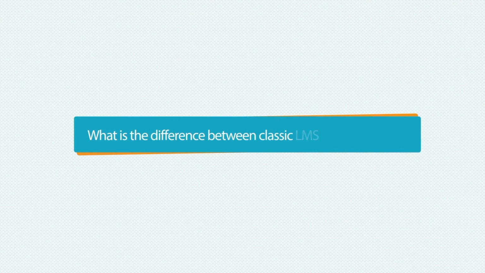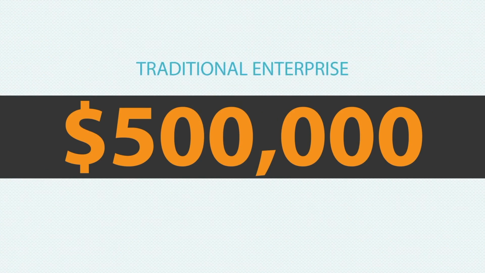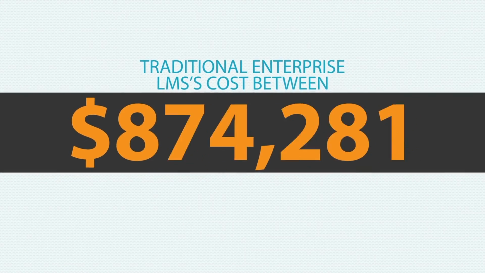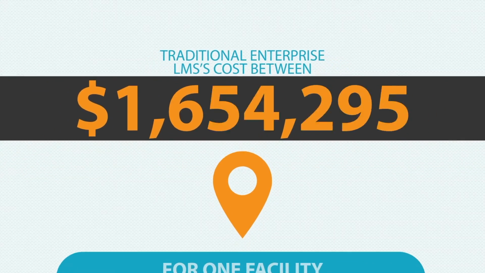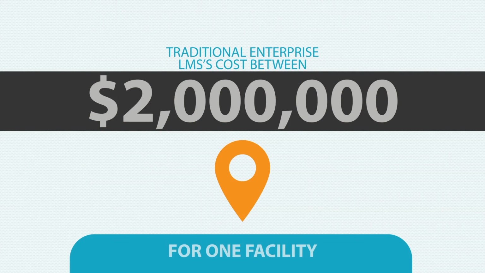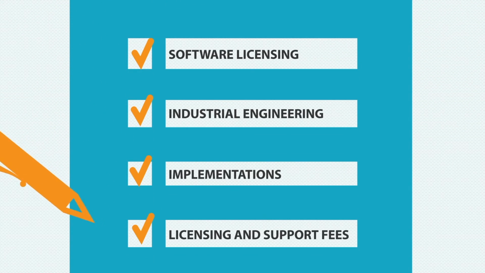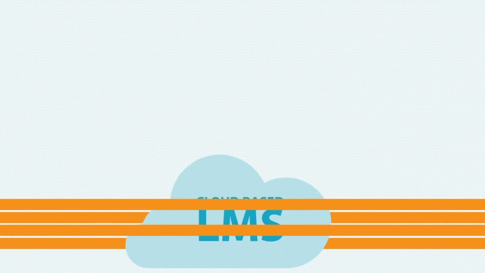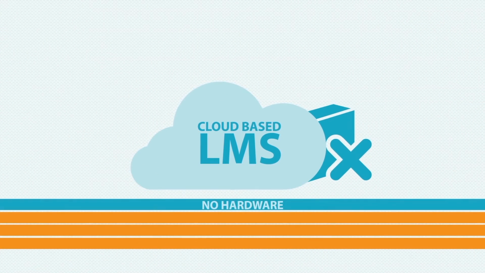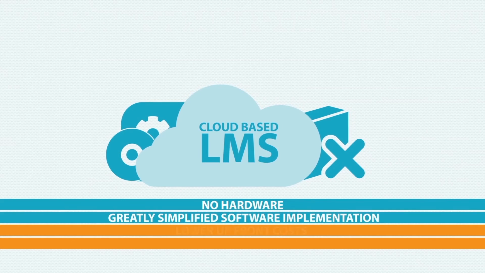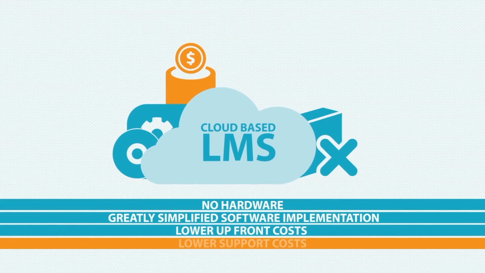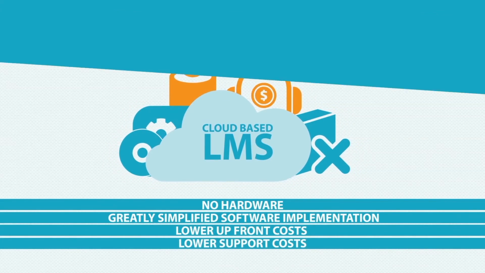What is the difference between classic LMS and cloud LMS? Traditional enterprise LMSs cost between $500,000 to $2 million for one facility, between software licensing, industrial engineering, implementations, and ongoing licensing and support fees. Cloud-based LMSs require no hardware, greatly simplified software implementation, lower upfront costs, and lower support costs.